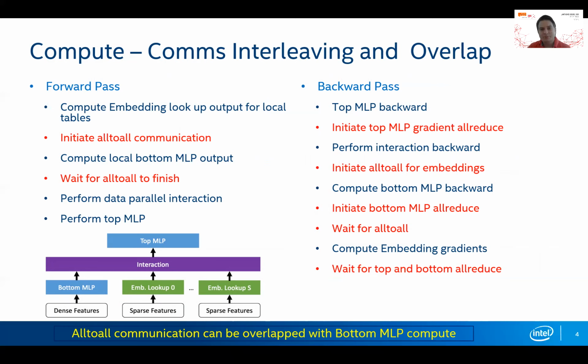In the backward pass, we get the typical things of deep learning applications because we have to reduce the gradients. After the top MLP, we have to reduce the gradients because we did the data parallelization. And we also have to undo the all-to-all so that we can update the corresponding embedding tables. In the end, you can see we need a lot of collective communication, which can be overlapped with some of the compute.